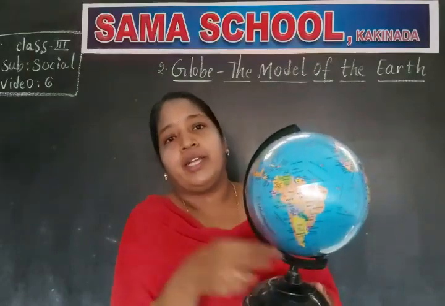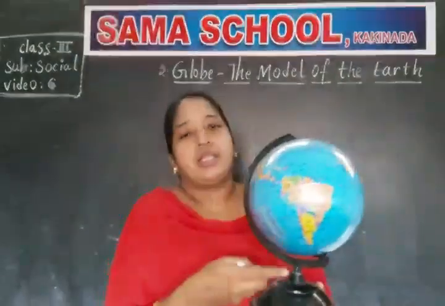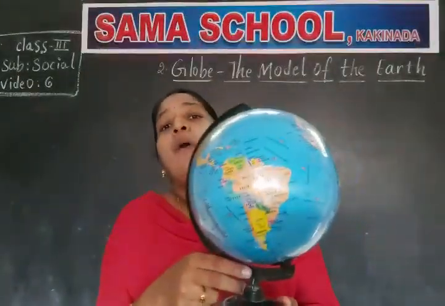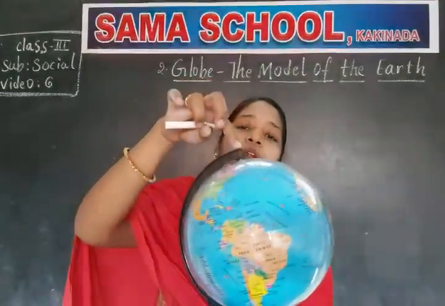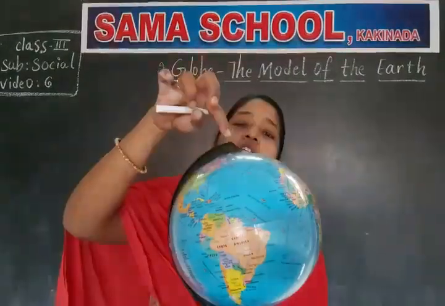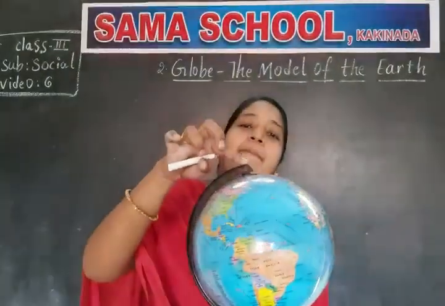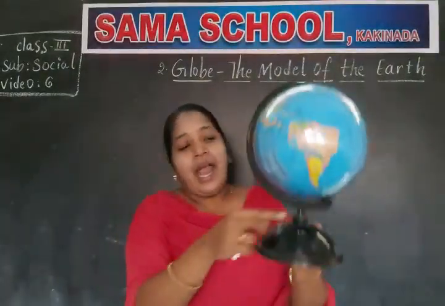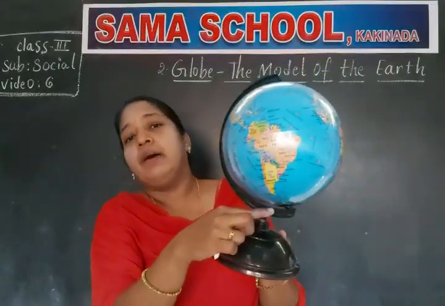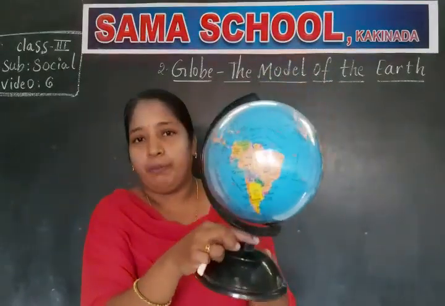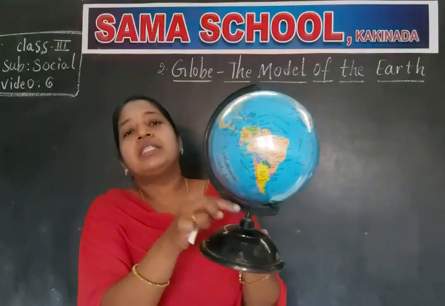These 2 points are called poles. The pole which is present at the top of the globe is called the upper pole, and this upper pole is called north pole. The pole which is present at the bottom of the globe is the lower pole, and this is called south pole.